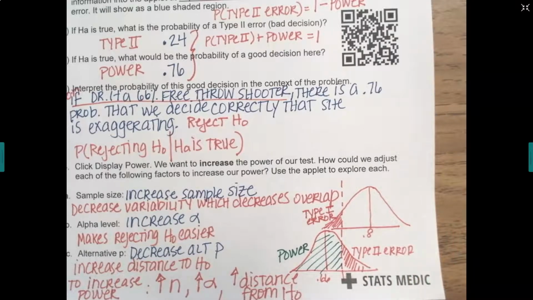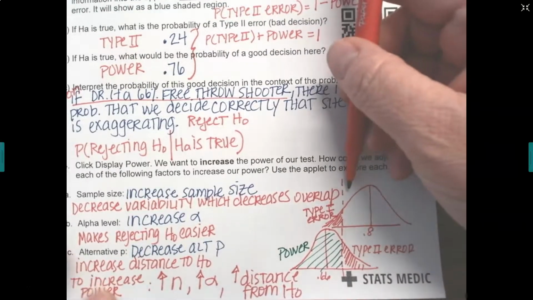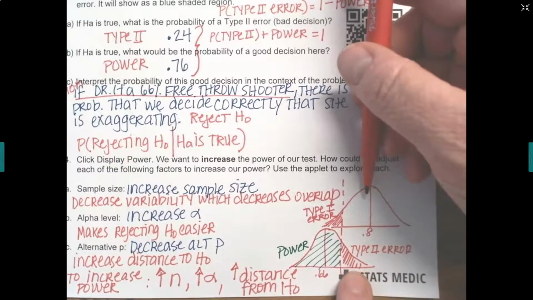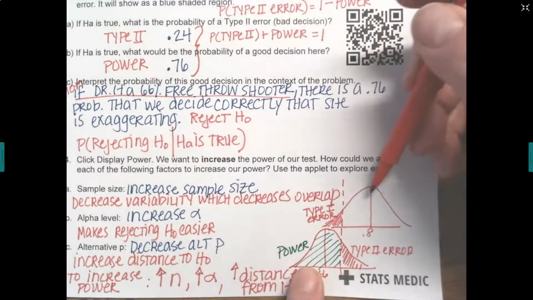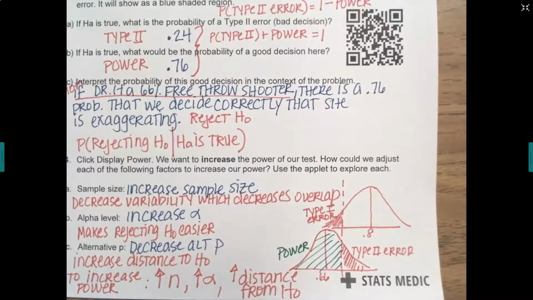Okay, so hopefully we're kind of getting this. This is kind of the easiest thing if you think about this guy sliding back and forth. If we slide him right, this area gets bigger, this area gets smaller, but the green area gets bigger. So type 1 increases, type 2 decreases, power increases. All right, so hopefully that's not too confusing. It's a very tough topic. Let's turn this over and summarize on the back.